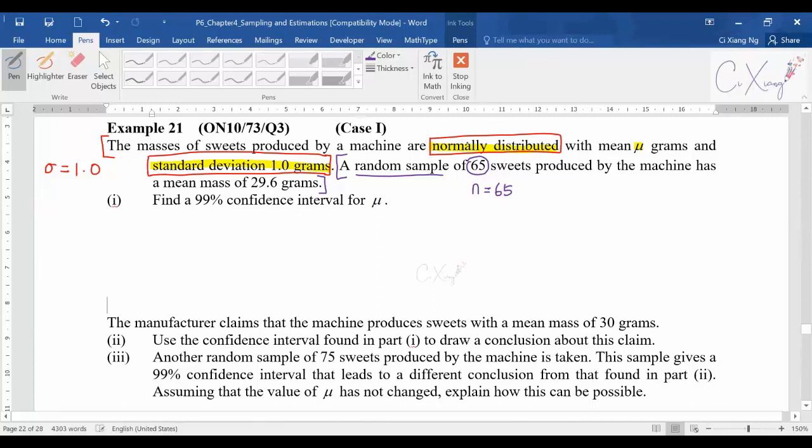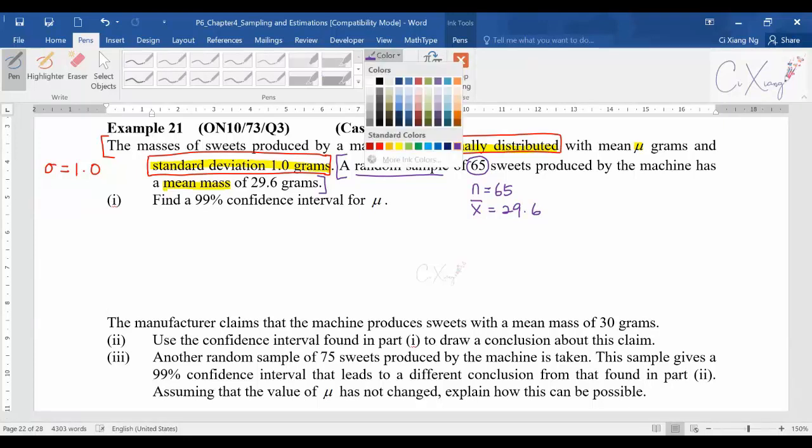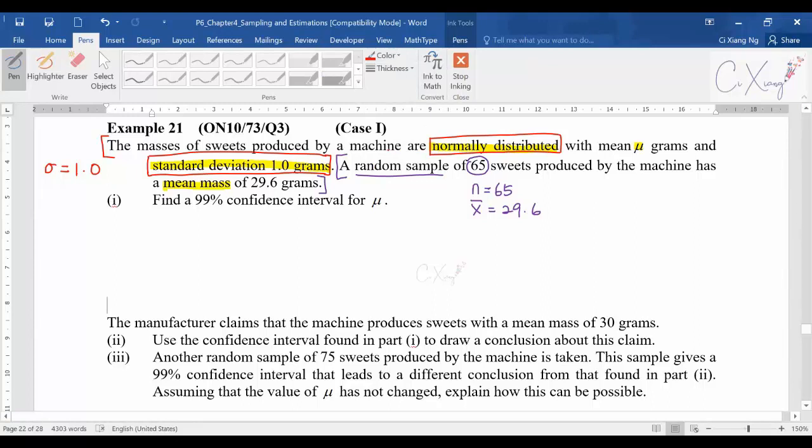Okay, then after that, what else do they have? Maybe you can highlight the word mean mass again. From here, they are talking about the sample, so the sample mean is x bar, which equals 29.6. Once you know that, you check all the rules here, and if you fulfill them, this belongs to case number 1. So very easily, they want you to calculate a 99% confidence interval for mu.